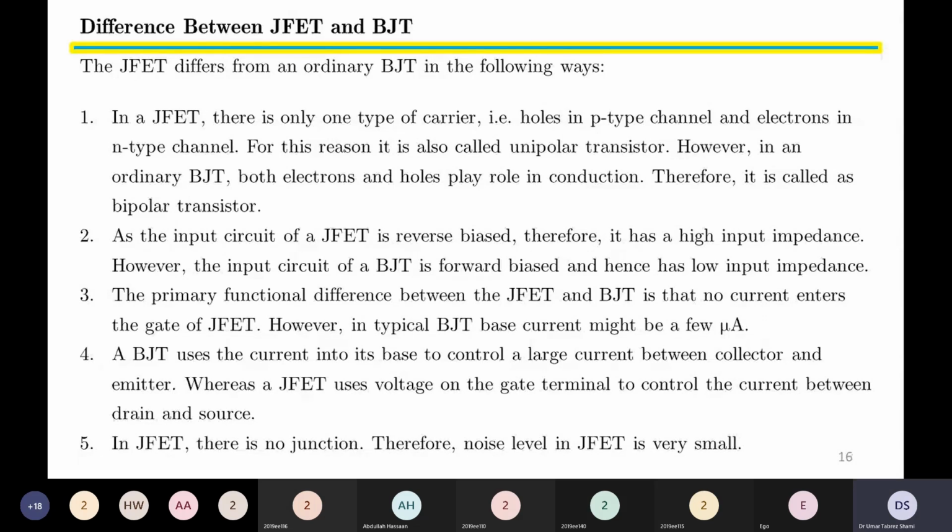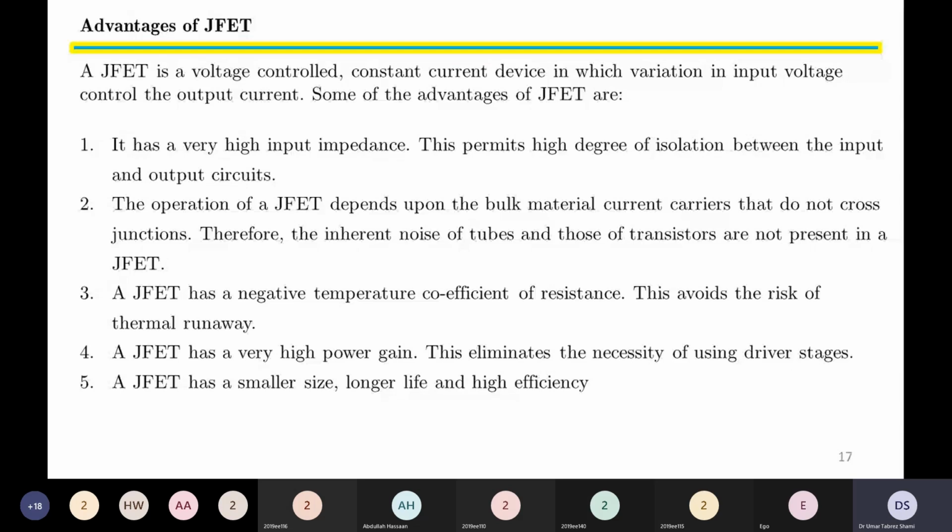The implication is that the noise level is very small for JFET when compared with BJT. Advantages of JFET. A JFET is a voltage controlled constant current device in which variation in input voltage controls the output current. Some of the advantages of using JFET are: it has a very high input impedance. This permits a high degree of isolation between input and output circuits. If our JFET is connected to an input which cannot supply large current, then the JFET will be very suitable because the JFET will place very small burden on the input circuit.